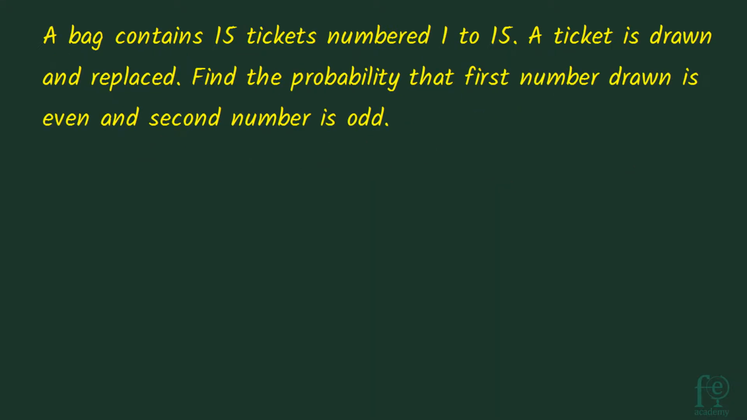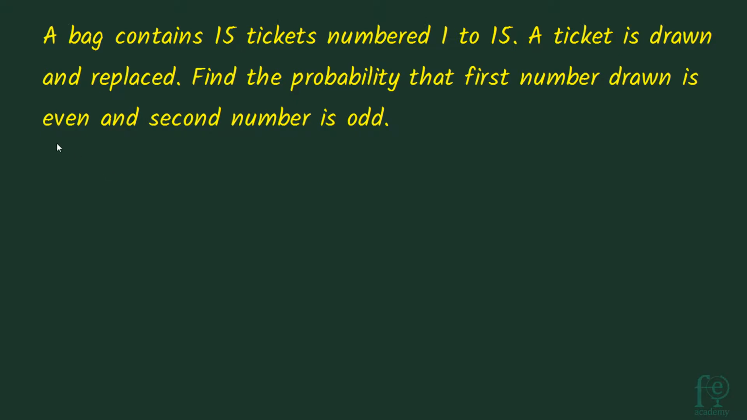The second question is from selection. A bag contains 15 tickets numbered 1 to 15. A ticket is drawn and replaced. Find the probability that the first number drawn is even and the second number is odd. So this is a very simple question. We have 15 tickets, and we first draw a ticket and then replace it. We have to find the probability of drawing the first number as even and the second number as odd.